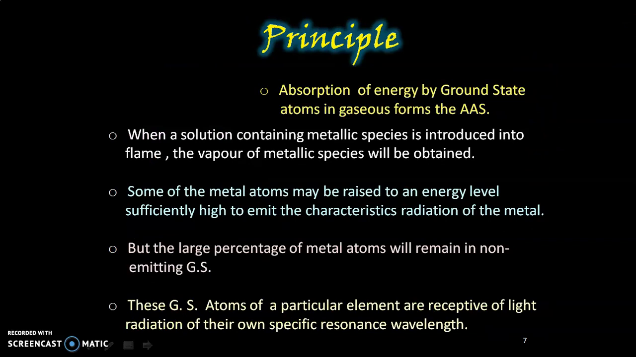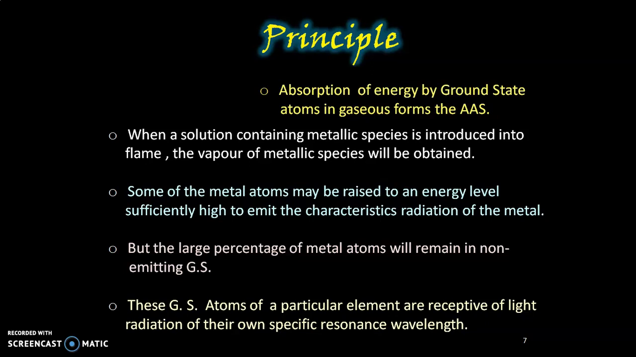Principle of atomic absorption spectroscopy. Atomic absorption spectroscopy is based on absorption of energy by an element. Elements absorb the energy radiations at a ground state in the gaseous form. When a solution containing metallic species is introduced into the flame, the vapor of metallic species will be obtained.